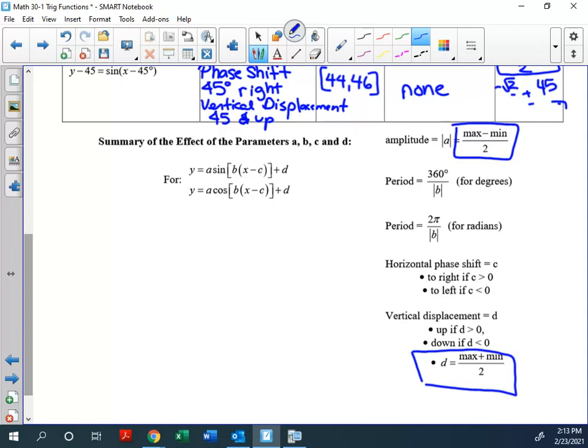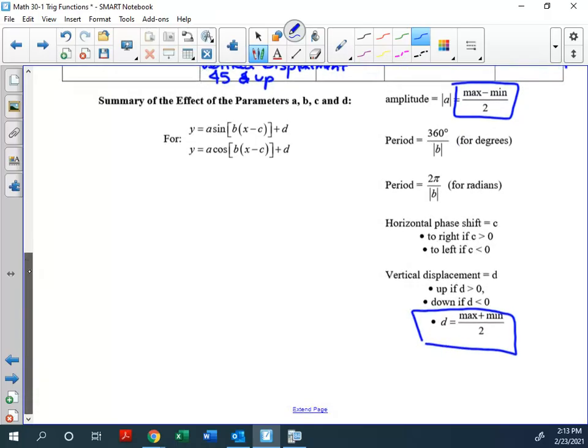Period. One of the things that I don't tend to do, I don't do the absolute value of B, which I really should. I just think you guys kind of know you can't have a negative period. But the period is 360 divided by the absolute value of B, or 2 pi divided by the absolute value of B. Our horizontal phase shift acts just like it did before. It's to the right if C is greater than 0, to the left if C is less than 0, understanding that the negative is part of the equation, so it's just like our transformations.